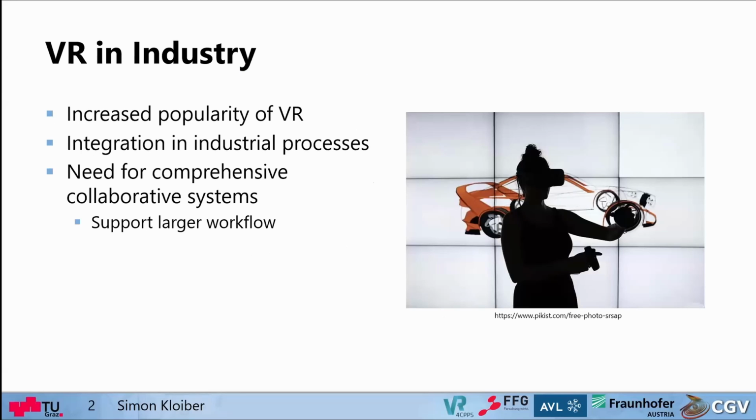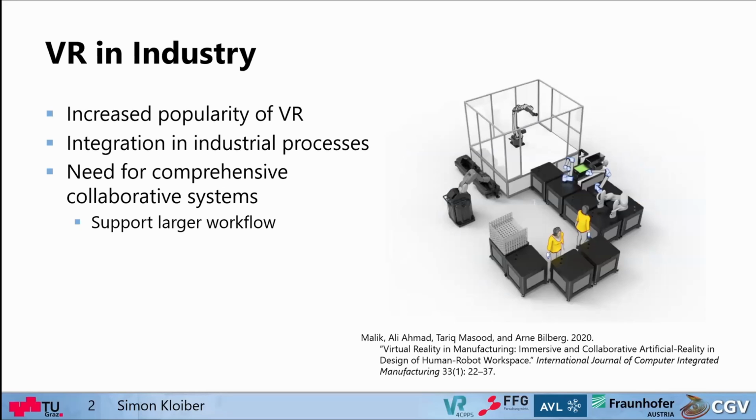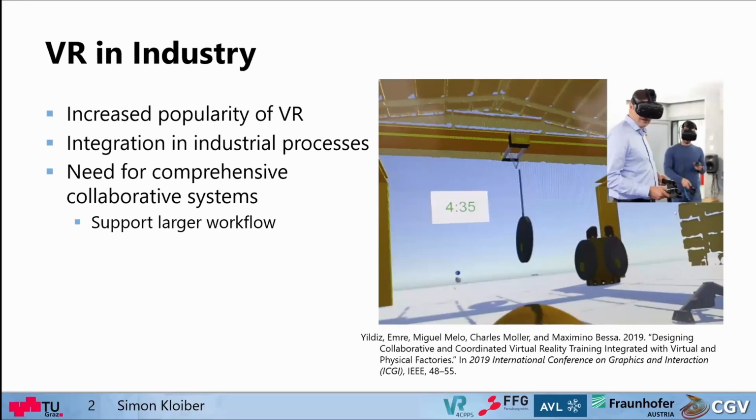Nowadays we've seen an increased popularity of VR and also the integration of VR in industrial processes. Through this we see a need for comprehensive collaborative systems that support these larger workflows of industrial processes. Some examples for collaborative systems might be robot-human collaboration or collaborative factory design and analysis.